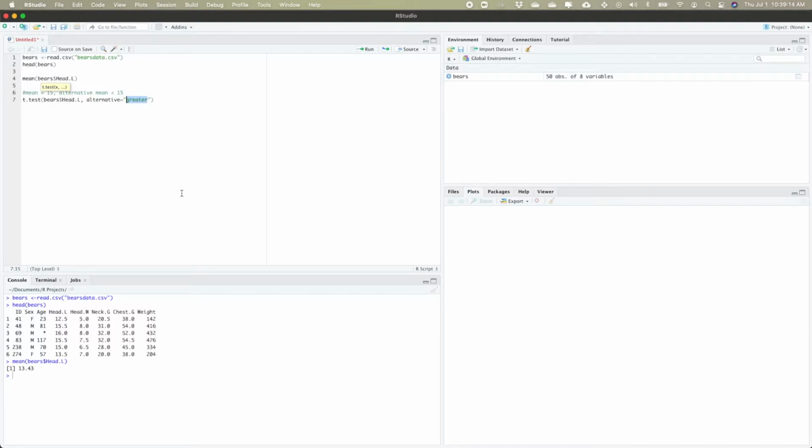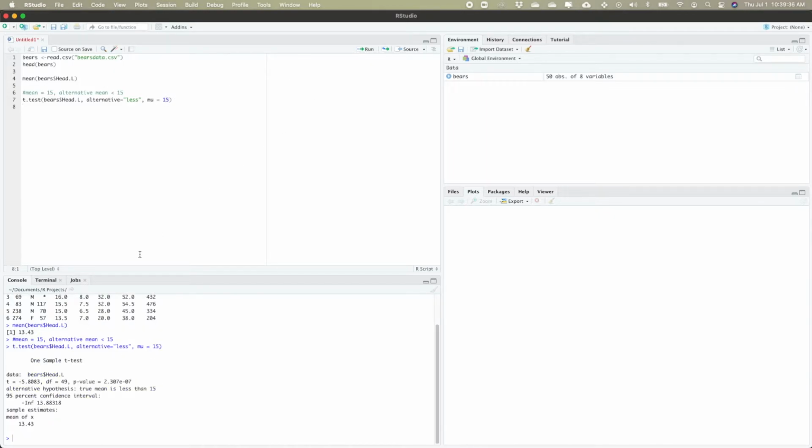However, my alternative says the mean is less than 15, so I'm going to use the command less. And then we tell it what we think the mean is, 15, by writing mu is equal to, in this case, 15. That tells us the value in our null and alternative hypothesis.